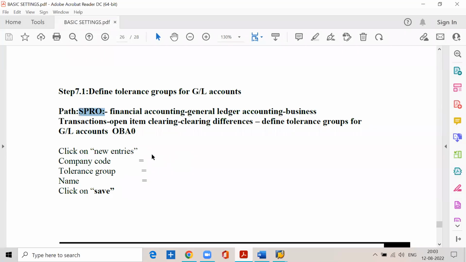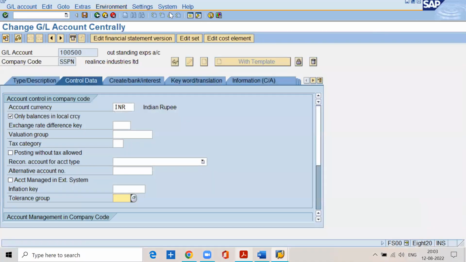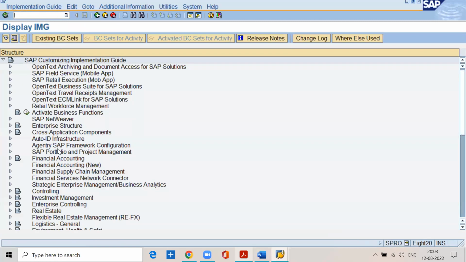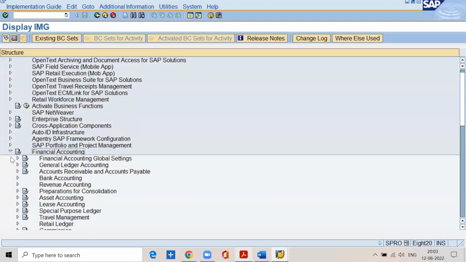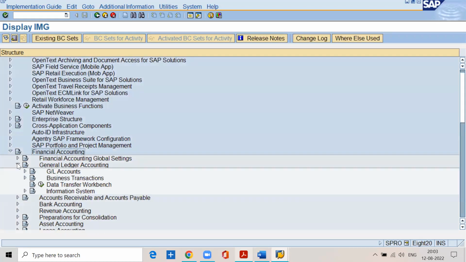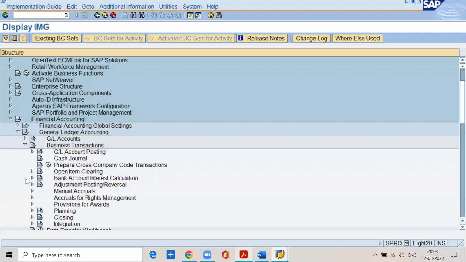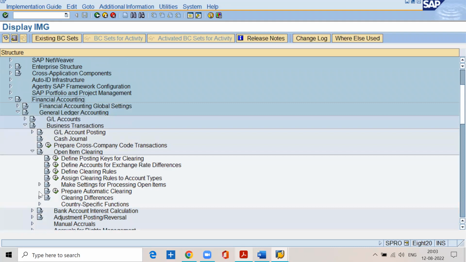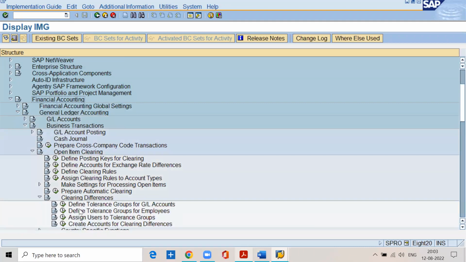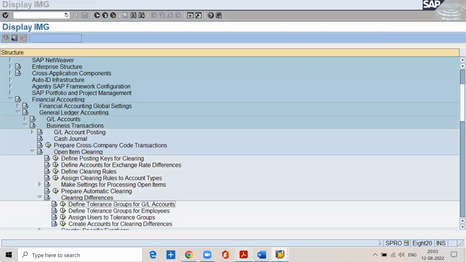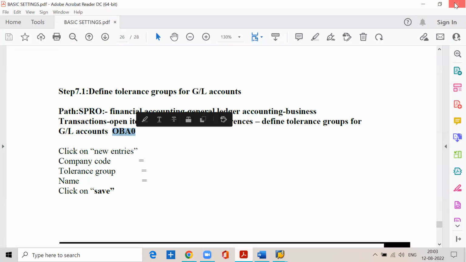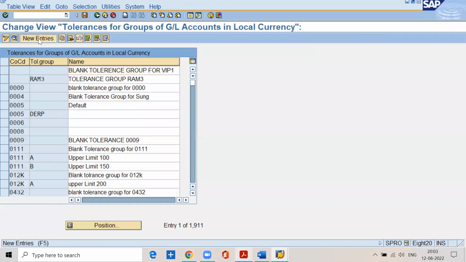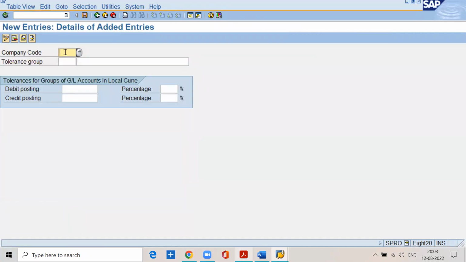So the path is SPRO, Finance Accounting, General Ledger Accounting, Business Transactions, Open Item Clearing, Clearing Differences. See, Define Tolerance Groups for GL Accounts, transaction code OBA0. Click on New Entries. Don't write now, first look at the screen.